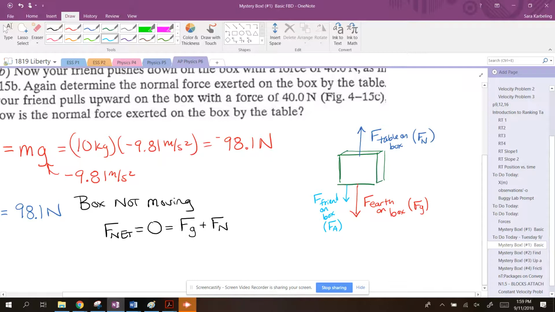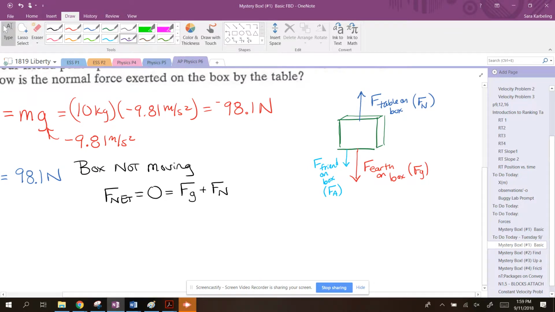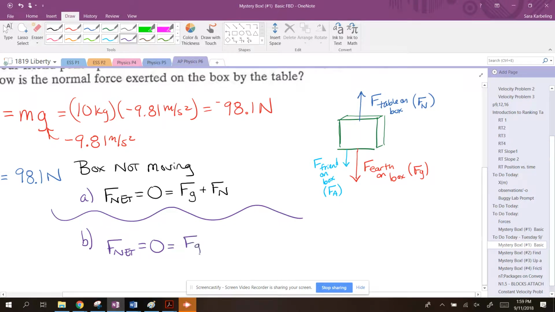Is the box moving in this case? It's not moving, which means that the net force acting on it still needs to add up to what? 0. So we're going to write that down again. This one was for A. This one is for B. Here it comes. So F net is going to equal 0 because that box isn't going anywhere. Just going to add them up. So we've got FG, we've got FA, and we've got FN.